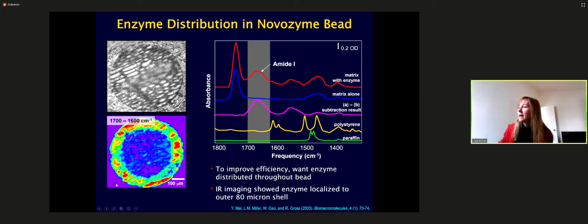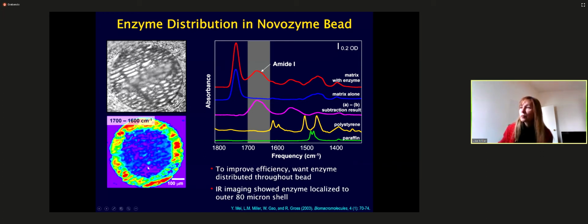You take a spectrum at every pixel, and then what you do is you integrate this peak, the amide 1 peak, which is the protein, and what we found is this ring around the outside. And so the bottom line of this story here was that the enzyme itself wasn't getting into the center of the bead, so it couldn't act well to run the reaction.